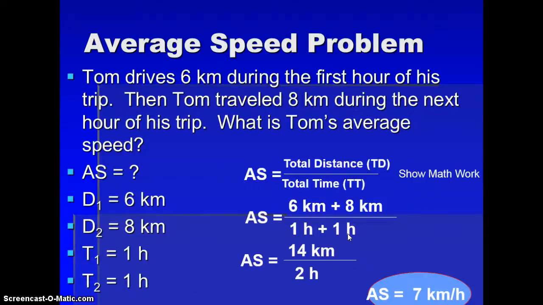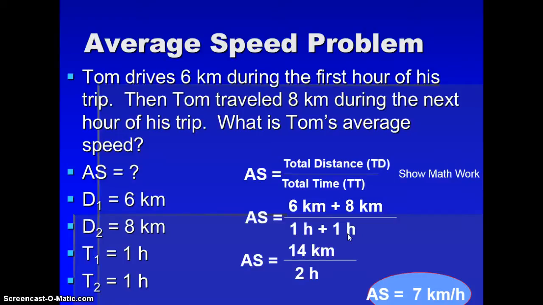So let's do an example. Here's an average speed problem. Tom drives 6 kilometers during the first hour of his trip. Then Tom traveled 8 kilometers during the next hour of his trip. What is Tom's average speed? So Tom didn't travel the same speed during his trip, so we need to figure out what is his average speed. So again, we write AS equals question mark, which stands for average speed.